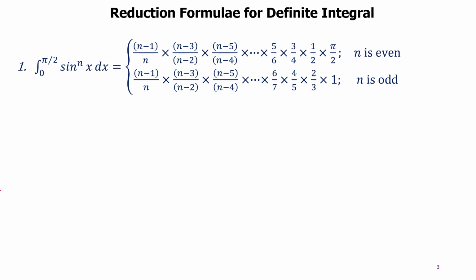Reduction formula for trigonometric functions when the integral is definite. First formula is integration of sine to the power n x dx when its limit is 0 to pi by 2, which is equal to n minus 1 upon n into n minus 3 upon n minus 2 into n minus 5 upon n minus 4, multiplied up to 5 by 6, 3 by 4, 1 by 2, and pi by 2 if n is even. And if n is odd, we have the same expression, but we have to just multiply by 1.